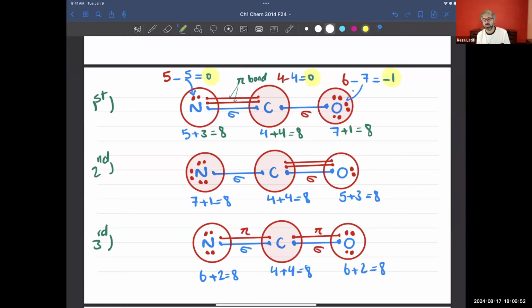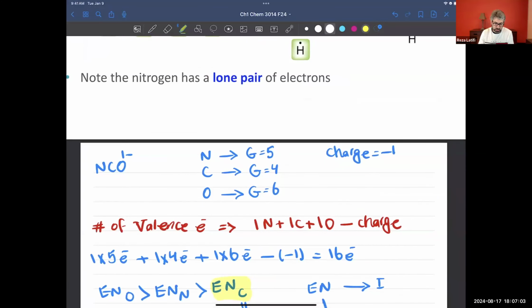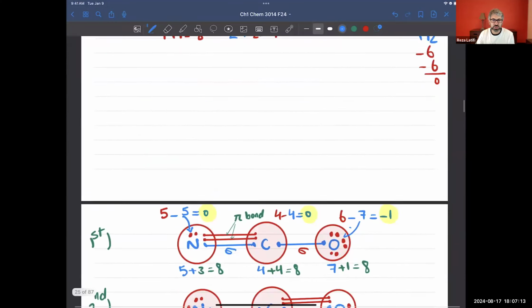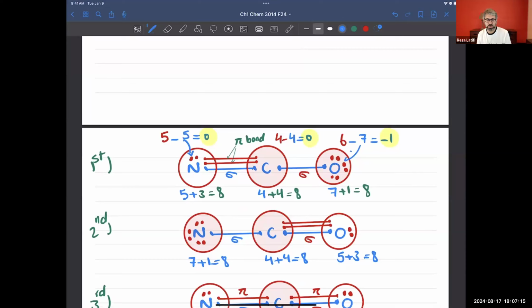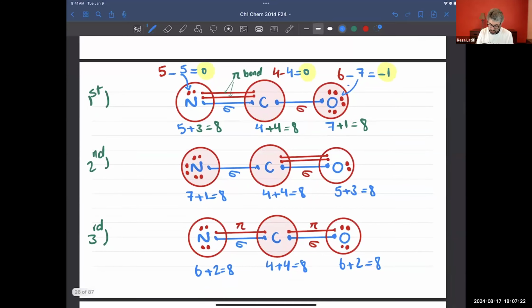When you add all the formal charges, they are supposed to equal the charge of the anion or the cation. The example we're talking about is NCO -1. This is an anion, a species with a negative charge. When you add all the formal charges, they need to equal the charge of the anion. And here we go, we got -1.